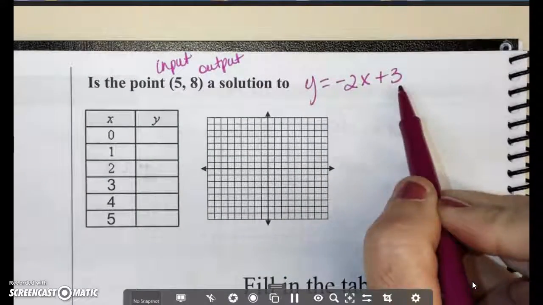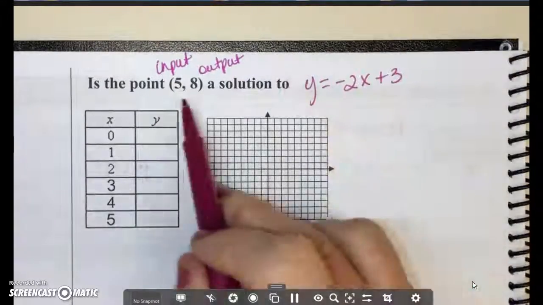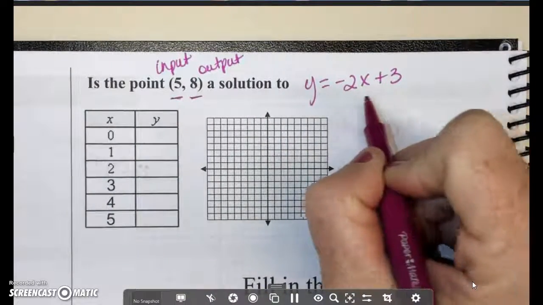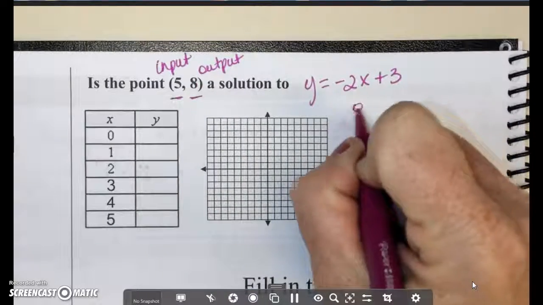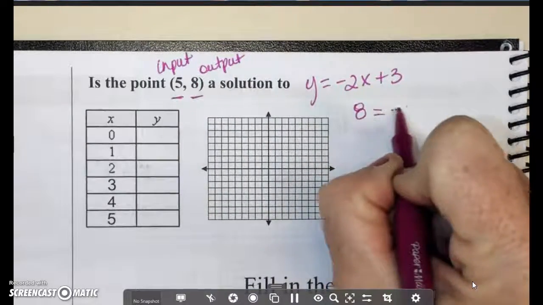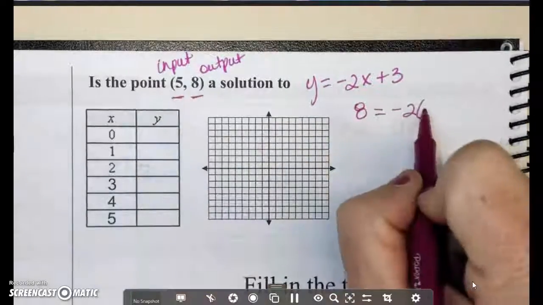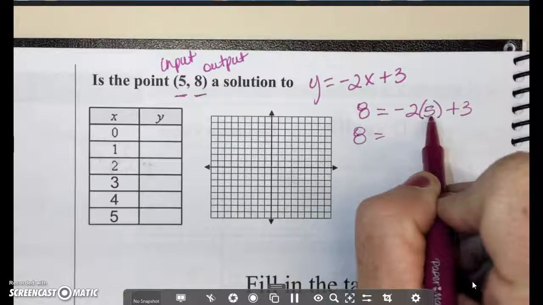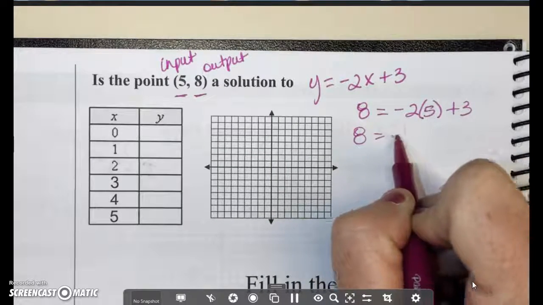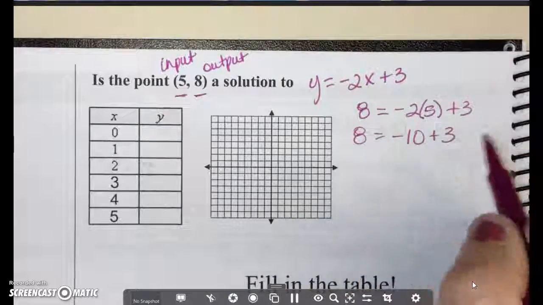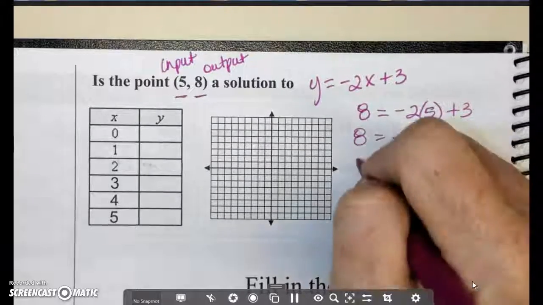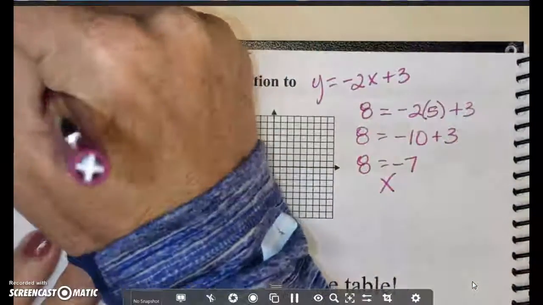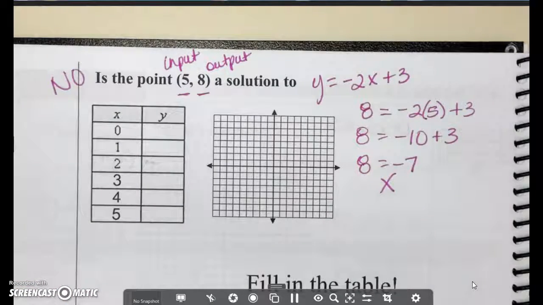Now you're going to plug in 5 and 8 in where you have an x and a y. So our y value is 8, and that should equal negative 2. Our x coordinate is 5 plus 3. So 2 times 5 is 10. It needs to be the negative of that, which is negative 10 plus 3. Well, does that equal 8? Nope, sure doesn't. 8 does not equal negative 7. So this is not a solution to that equation.